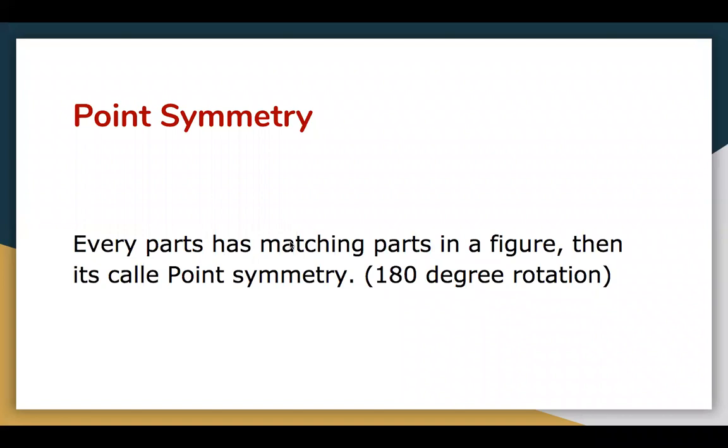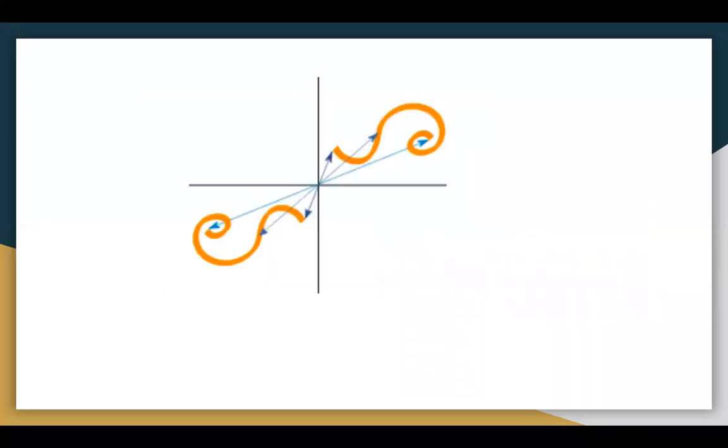Point symmetry. If every part has a matching part in a figure, then it's called point symmetry. Also a 180-degree rotation. So if you rotate this one this way 180 degrees, this one is going to fit exactly in here. If you look at it, these are the exact same points, these are the exact same points. Anywhere you do it, it's going to be the exact same point. So it's 180 degrees.